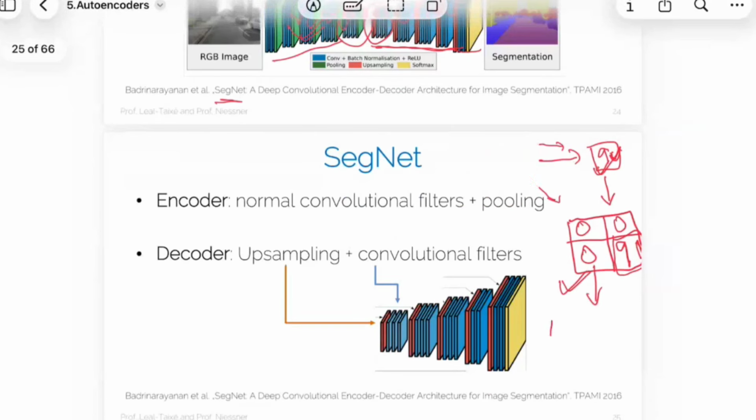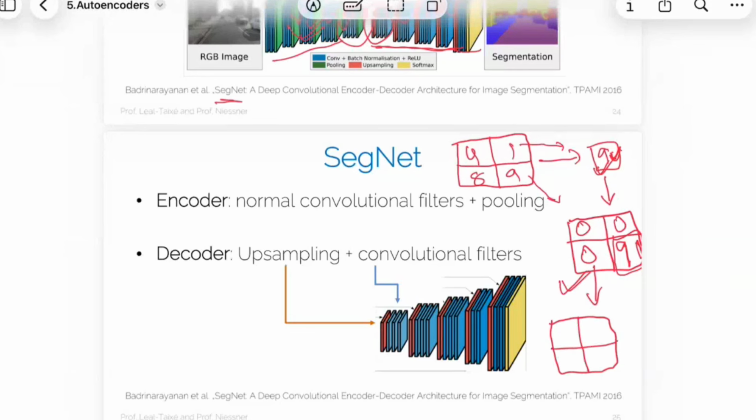Another idea, which people have already used, is this: since I know that this is the best feature that I got from these four values, after going back, why not put this value everywhere? So in that 2 by 2 region, we'll put 9 everywhere. This is another idea. You can try all these things. Again, as I told you, since you have other layers for managing it, you are somehow relying on the other layers also.